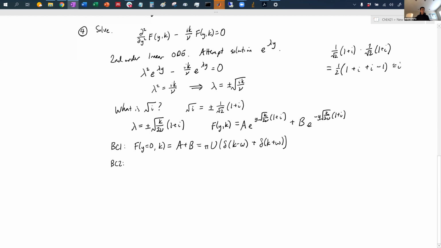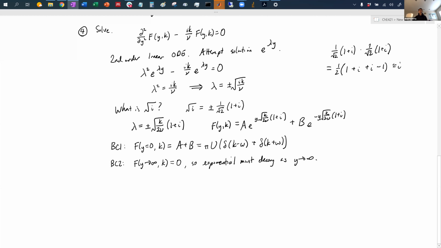And then our boundary condition 2 is basically that f as y goes to infinity, as a function of k, has to equal 0. So in other words, we have to have a decaying exponential. The exponential must decay as y goes to infinity.